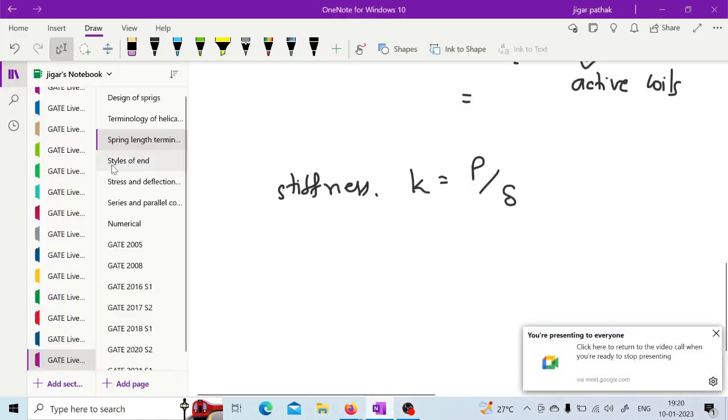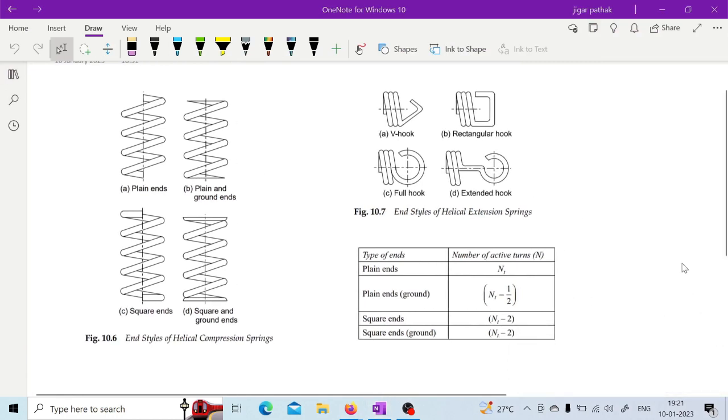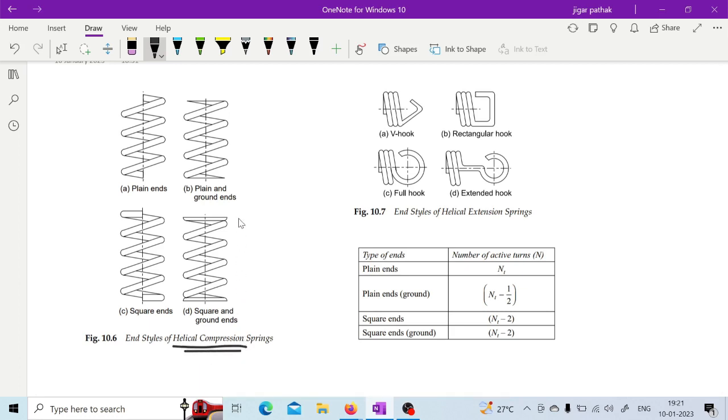So now if we go for this style of end, as we have just now discussed, in case of this particular helical compression spring, there are different types of end, right? So this table belongs to this helical compression spring, and in that case this number of active turns is defined, as we have just now discussed active turns and inactive turns, right? So here this plane and ground end, similarly square ends and square and ground end, and how the number of active turns are calculated in those particular cases is mentioned in this table, right?